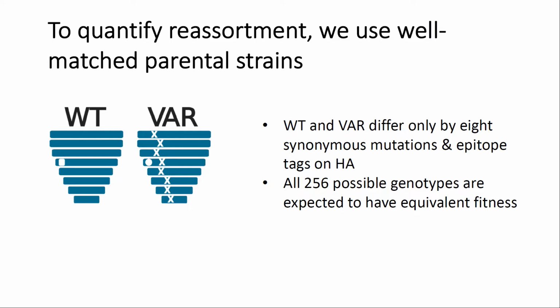And into the variant, we've introduced just a single synonymous mutation into each of the 8 gene segments to act as a genetic marker. In addition, we mark each virus at the protein level by inserting a peptide that can be recognized by antibodies. So these are different epitope tags in each strain. But because the two viruses are so similar, derived from the same strain background, we very much expect that all 256 progeny viruses that can arise through their reassortment will be of equivalent fitness and therefore can be detected in an unbiased way.